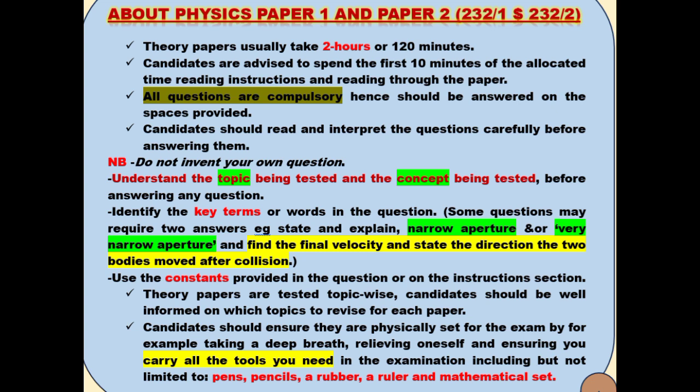Then the papers are tested topic-wise. Candidates should be well informed on which topics to revise for each paper. That means you should know which topics belong to paper 1 and which topics belong to paper 2. And it's very, very important to categorize them. Remember, physics has 41 topics. That means you should be able to know which ones are in paper 1 and which ones are in paper 2. Remember, we also have a clip on that, so you can check a video on physics paper 1 topics and paper 2 topics. If you're not conversant, you can also check from our channel.